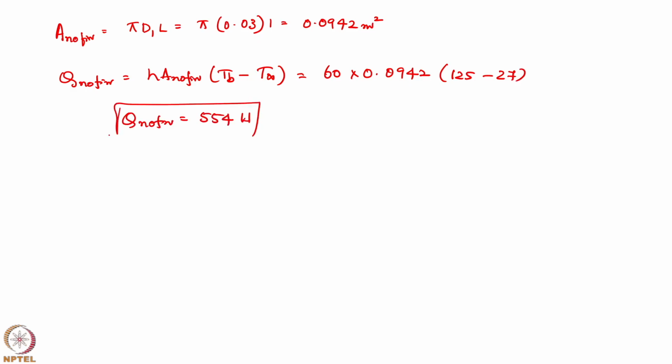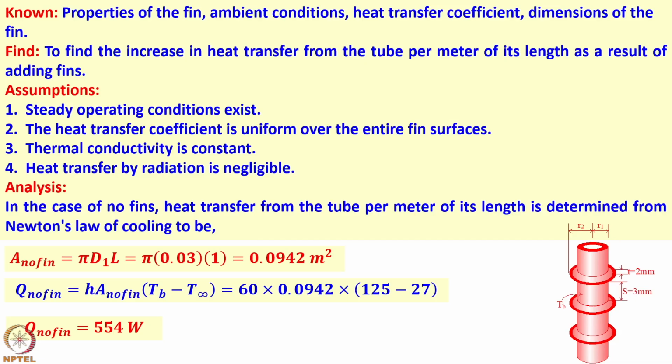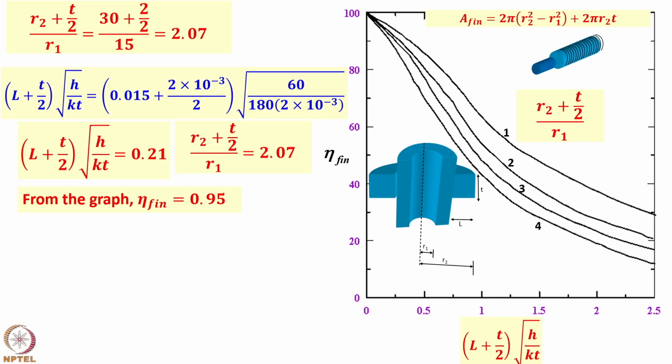Now let us take up fins. For taking up fins, I need to get the efficiency. So for getting the efficiency, I need to compute R2 plus t by 2 by R1 and L plus t by 2 into square root of H by KT.